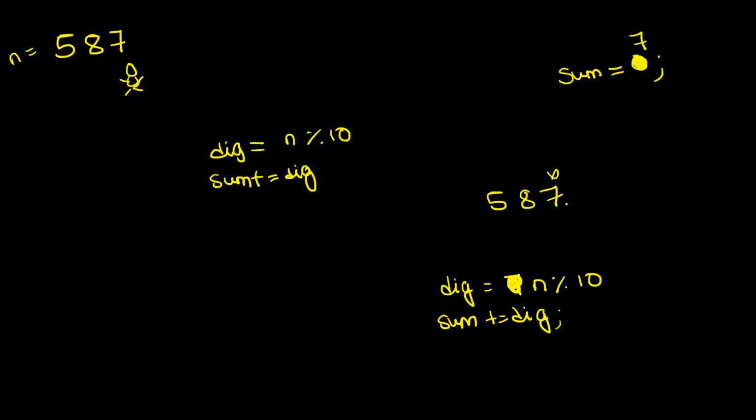So what I do is, because I have already processed the digit 7, I am done with this digit now. So let us just remove this digit from the number. And how do I remove? I will do n is equals to n by 10.